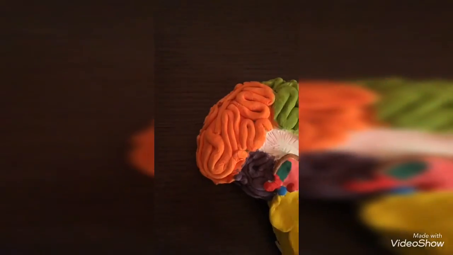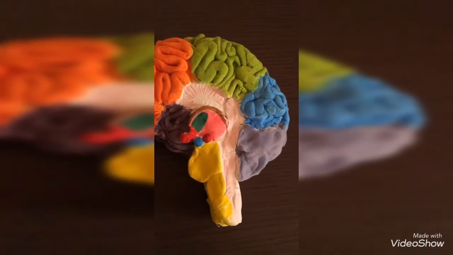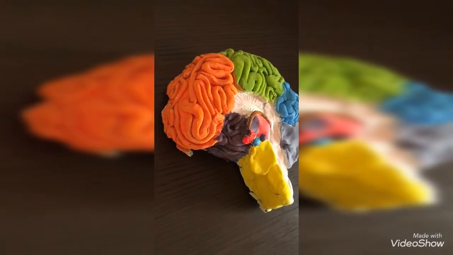Like I said before, the brain is an organ packed with so much complexity, only compelling researchers today to discover more and more about it. There is still so much to unravel about this remarkable organ.